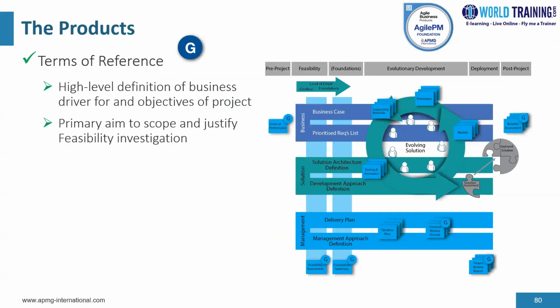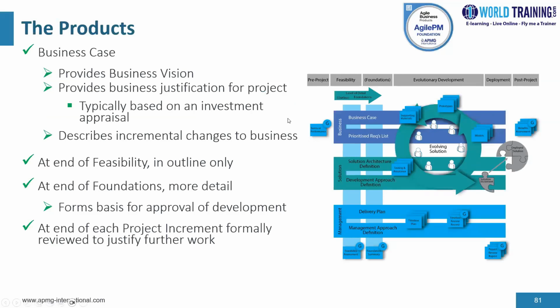If you look on the business side, you have terms of reference. Terms of reference is a high-level definition of the overarching business driver for and top-level objectives of the project. The primary aim of the terms of reference is to scope and justify the feasibility phase. It is defined as a governance product because it may be used for purposes such as prioritization of project within a portfolio.